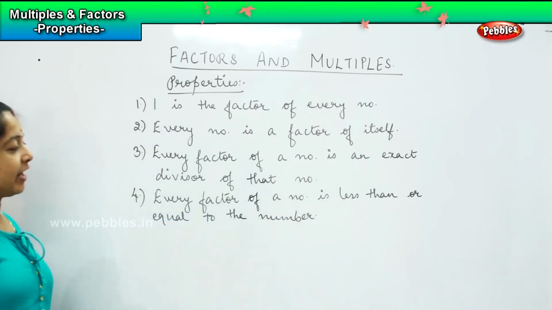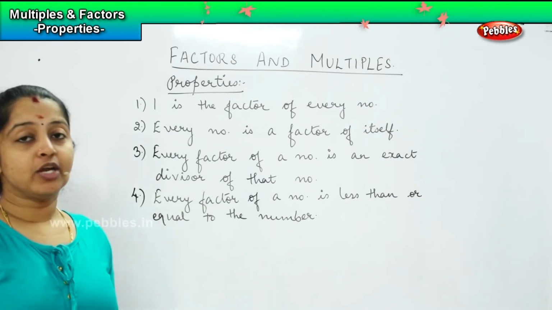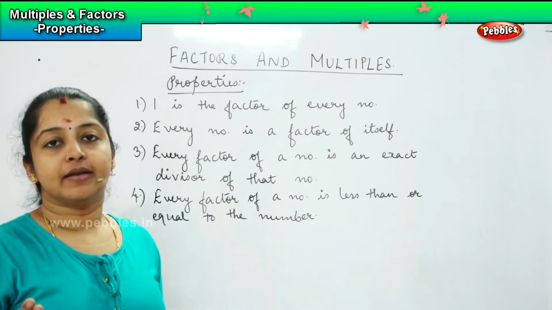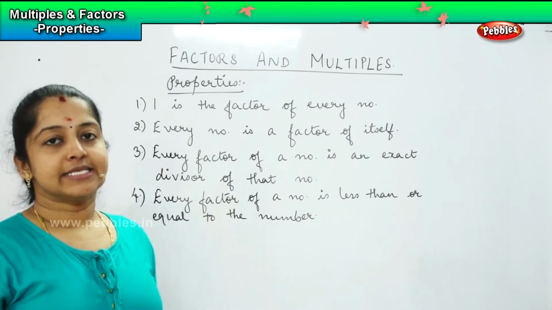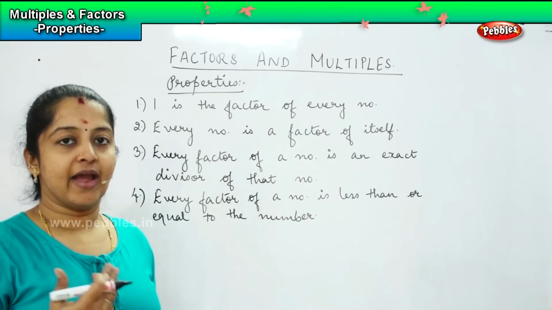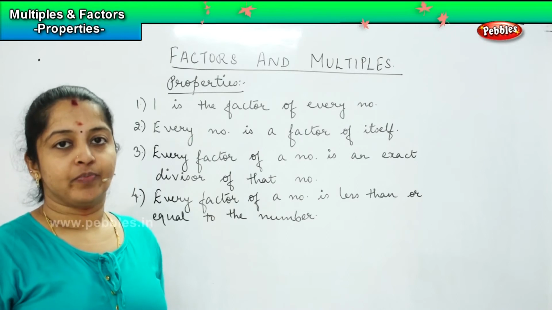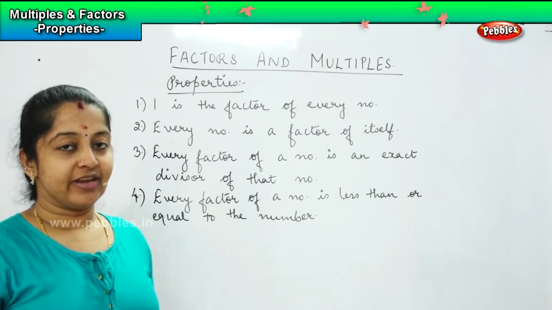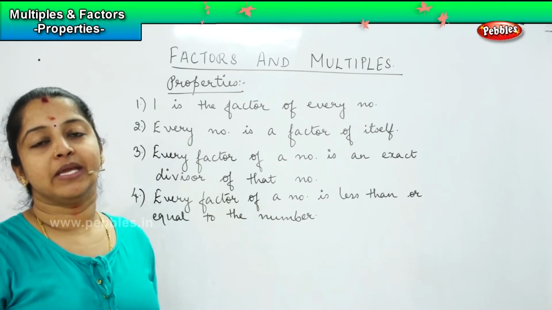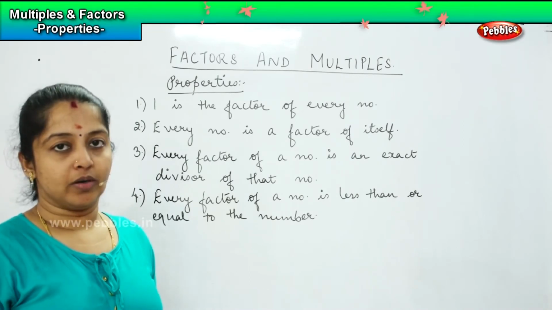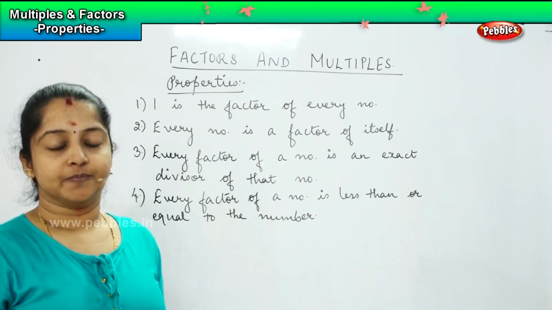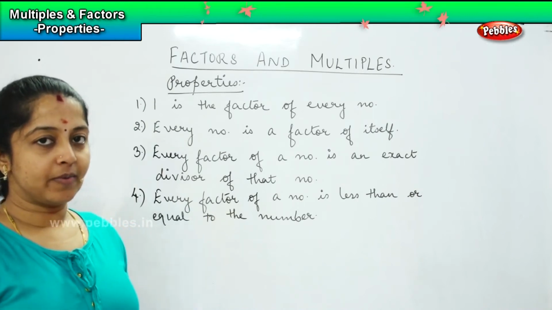Every factor of a number is less than or equal to the number, which means that the factor value will never be greater than the number obtained. As an example, in 21, if I am finding the factors, I have 1, 3 and 7, right? So this 1, 3 and 7 will be less than or equal to 21, but it will never be a greater number than 21. So it will always be less than or equal to the given number. Clear? Shall we move to the next property?